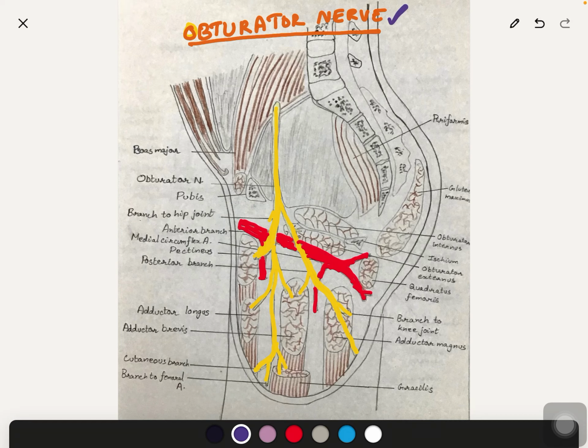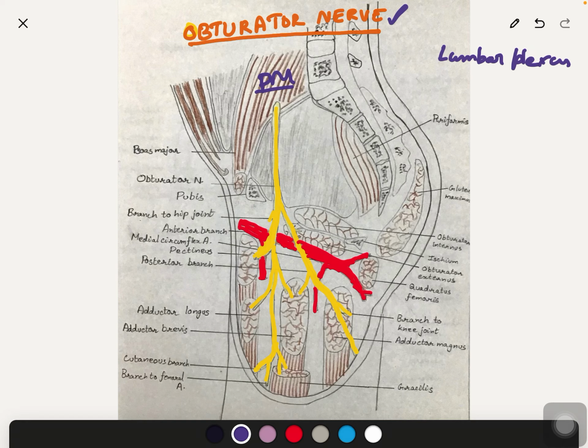Now we will move on to the topic obturator nerve. Obturator nerve is a branch of the lumbar plexus. The lumbar plexus is formed in the psoas major. You should know this by now. So this is the psoas major muscle where the lumbar plexus is situated.